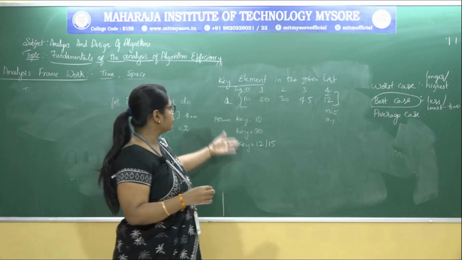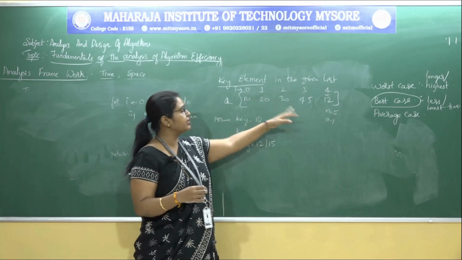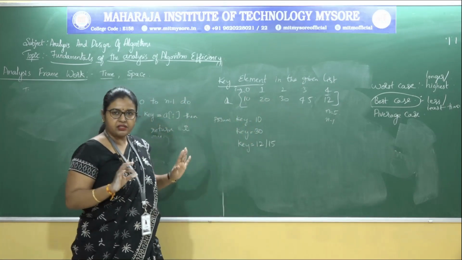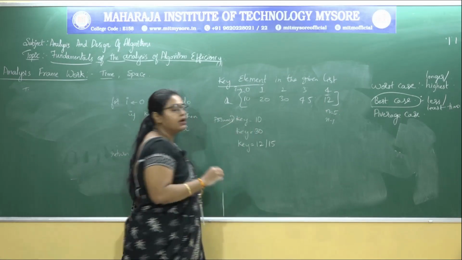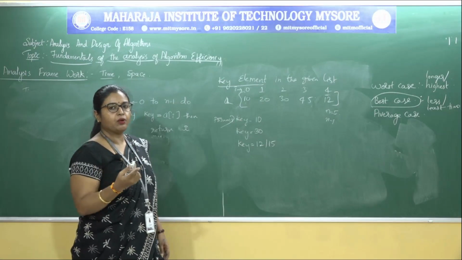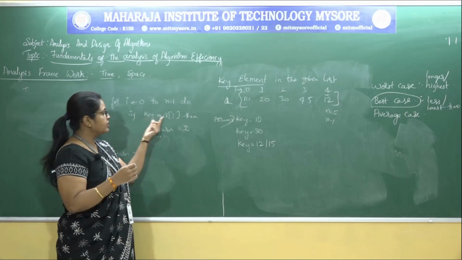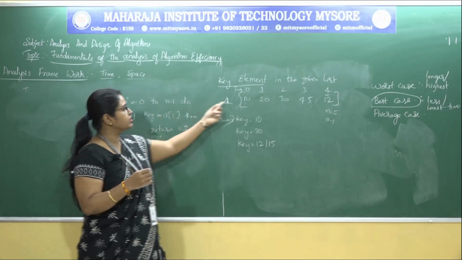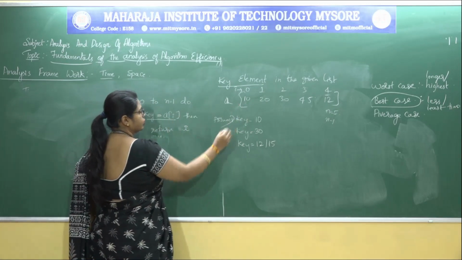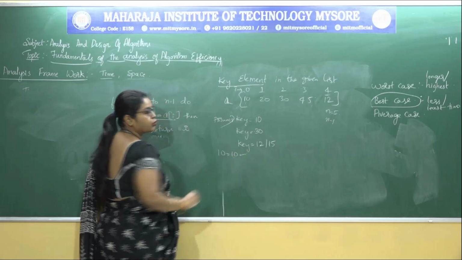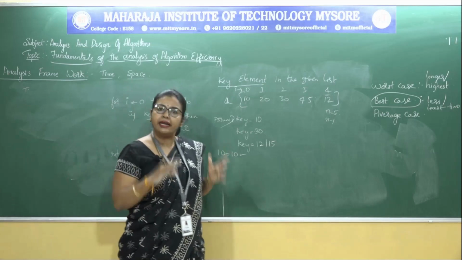Okay, so let me trace for these inputs. The input is the array 10, 20, 30, 45 and 12. Now I need to find the key element. For the first iteration the key value is 10. So key 10 is compared with A of I, where I is 0. In the 0th position you have 10. So 10 is equal to 10, true. If it is true, the action is to return I. Yes, I have found the element.